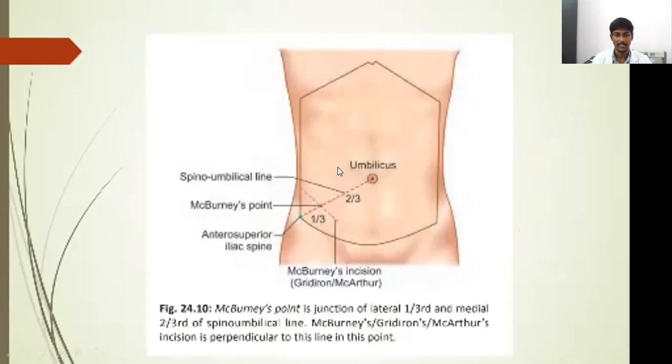Coming on to McBurney's point: it is the junction of the lateral 1/3 and medial 2/3 of the spino-umbilical line. McBurney's or gridiron incision, or MacArthur's incision, is perpendicular to the line at this point. This is the spino-umbilical line, this is McBurney's point, this is the anterior superior iliac spine, and this is the umbilicus. The junction of 1/3 and 2/3 is McBurney's point, and McBurney's incision is made perpendicular to it.